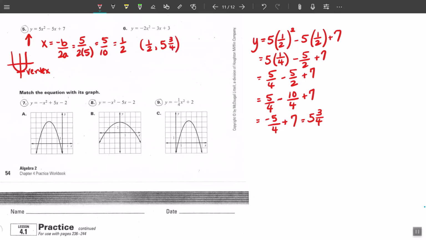And then last, they ask us for the axis of symmetry. So we're just going to pull out that x coordinate point. That's where the mirror is going to run down through that x point. So x equals 1/2 is our axis of symmetry.